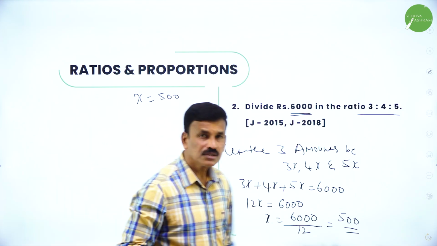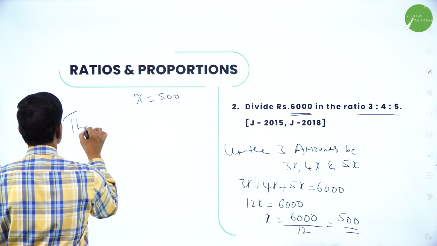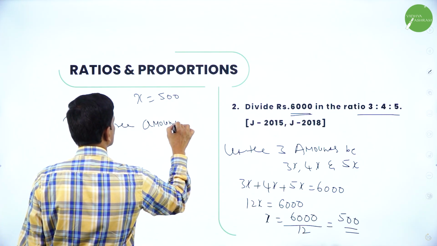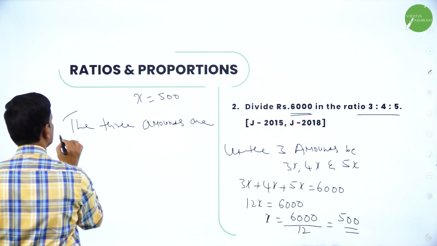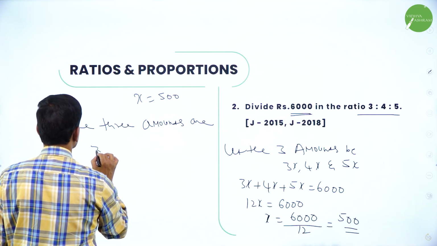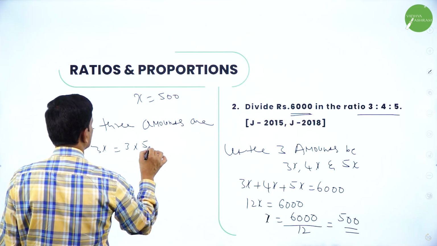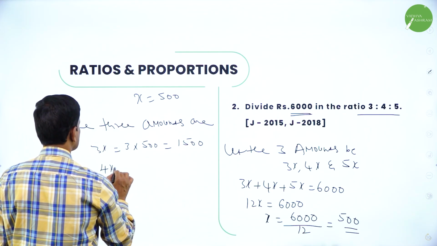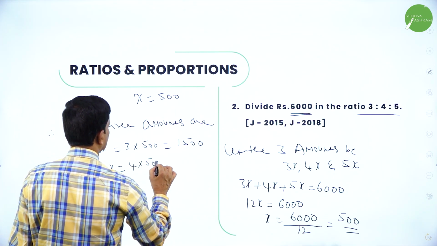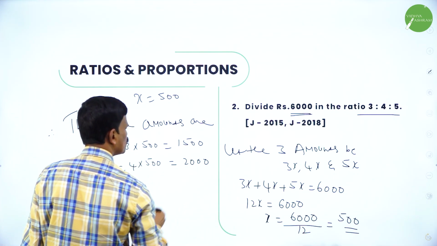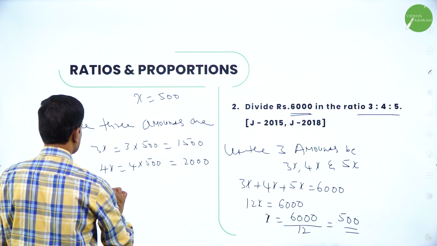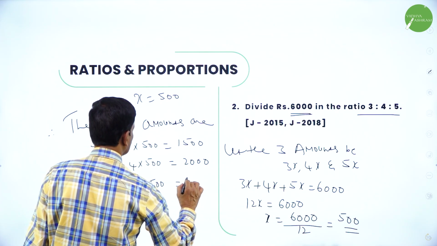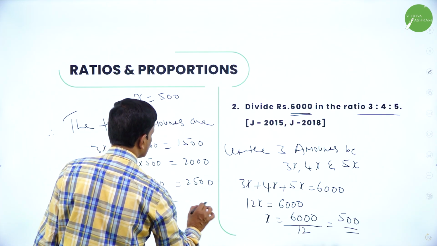So therefore the three amounts are: the first one is 3x. 3x means 3 into 500, that is 1,500. The second one is 4x, 4 into 500, that is 2,000 rupees. And the last one is 5x, which is 5 into 500, that is 2,500. So these are the three amounts.